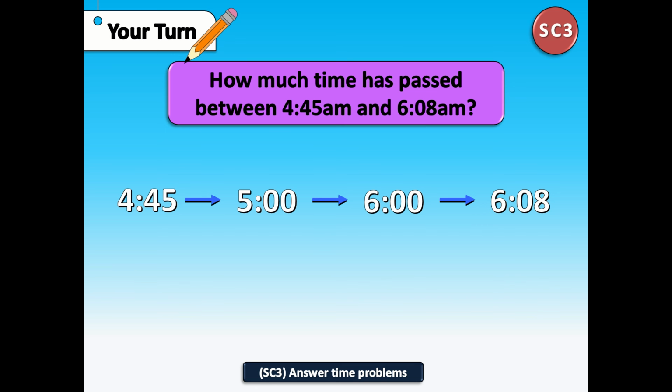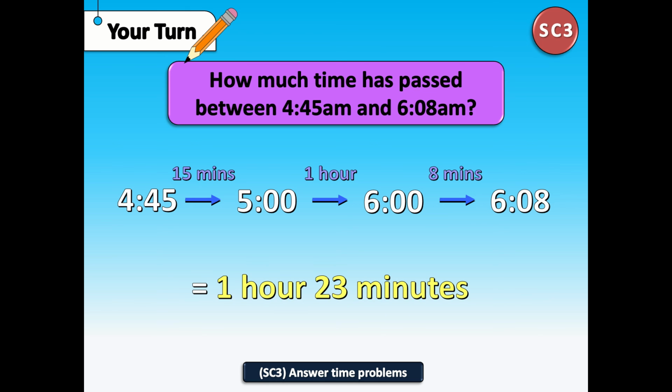So to go from 4:45 to 5 o'clock, that's 15 minutes. To go from 5 to 6, that's an hour. Then to go from 6 to 6:08, that's 8 minutes. So we add all those together, so that's 1 hour and 23 minutes.